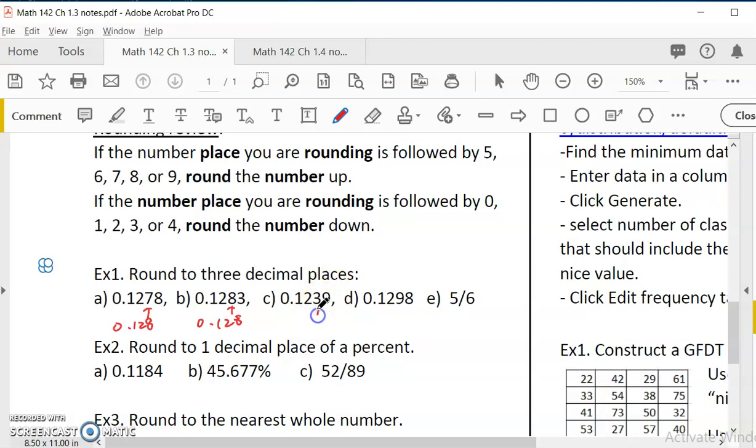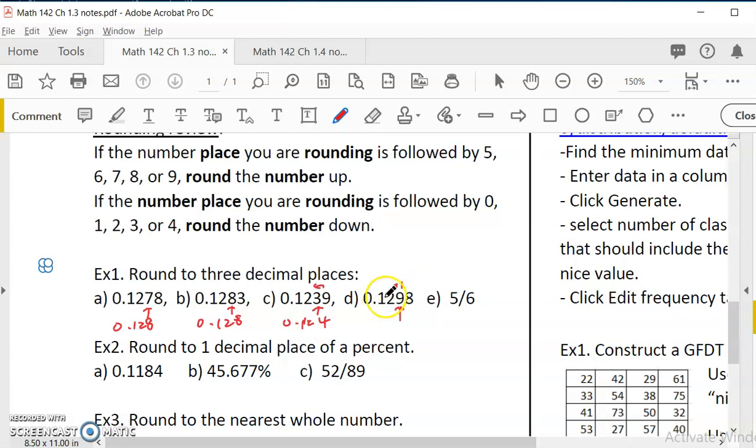So I want to round to 3 places, so I want to add 1 here. So this would be 0.124. Okay, I'll round it to 0.124. What about this? This is the place I need to round to, but the 8 following it is greater than 5. I am supposed to round up. So I add 1 here.